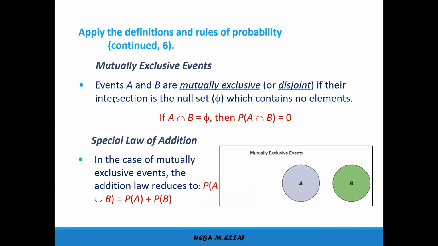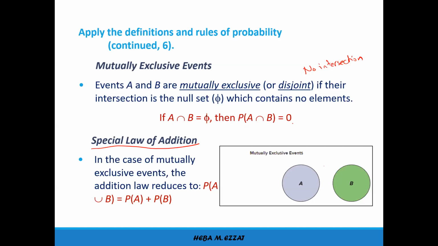There is another case, which is called mutually exclusive events. By mutually exclusive, we mean the two events are disjoint. They are not connected and there is no intersection between them. So in this case we have a special law of addition, because the intersected area equals 0. The probability of the intersection is 0 because there is no intersection.